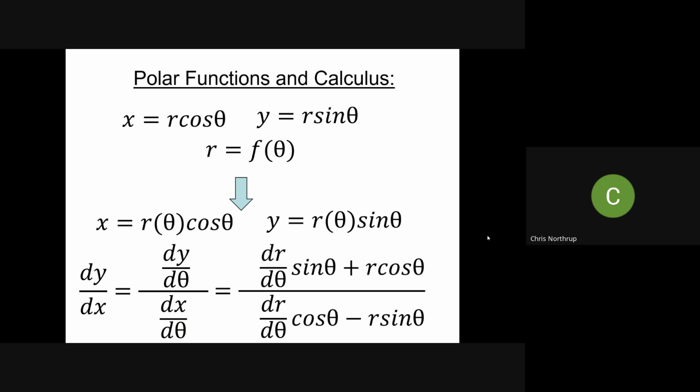If you want to swap out dr d theta with r prime, that's totally fine. It means the same thing, just different notation. And that right there is going to be our formula to find the slope of a tangent line to a graph when I have a polar function.